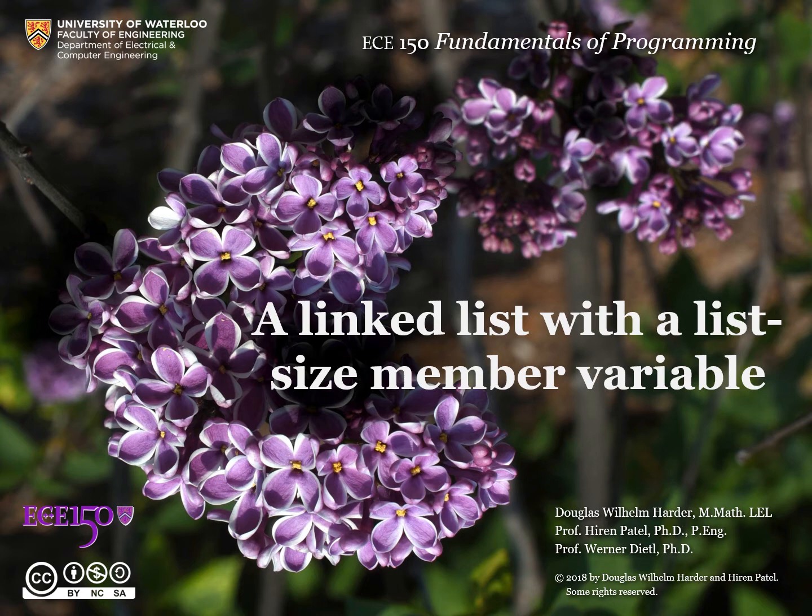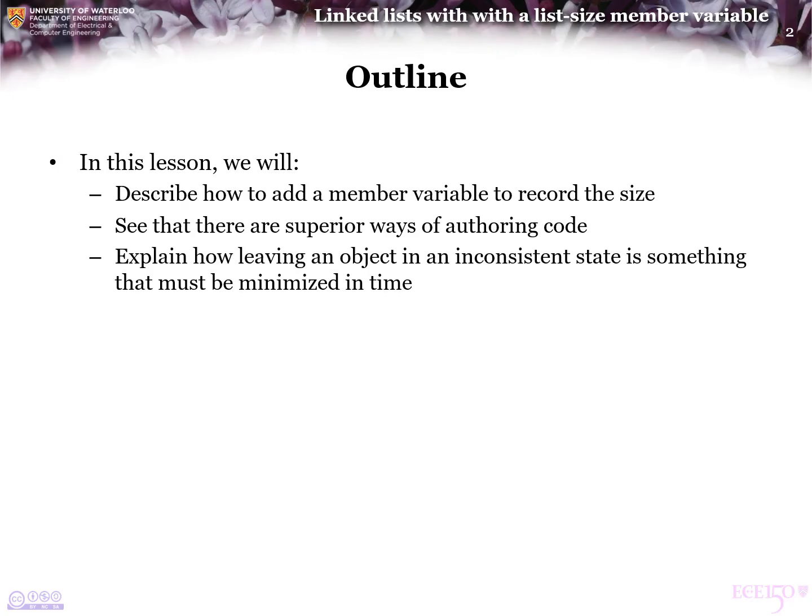In this topic, we're going to introduce a linked list with a list size member variable. So in this lesson, we're going to describe how to add a member variable to record the size. However, this is actually going to be quite straightforward. We're going to use this instead to describe and see how there are superior ways of authoring code. And we will explain how leaving an object in an inconsistent state is something that must be minimized in time for reasons of ensuring that the number of bugs introduced due to misunderstanding that inconsistent state are minimized.